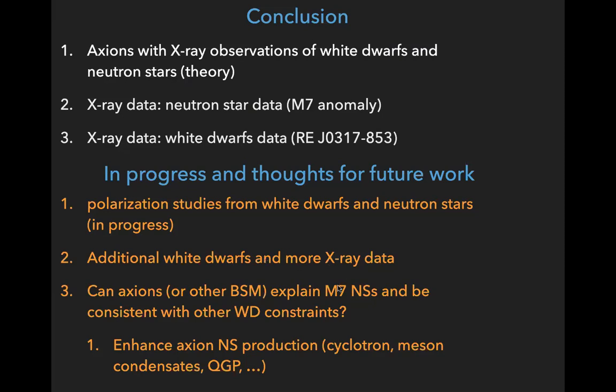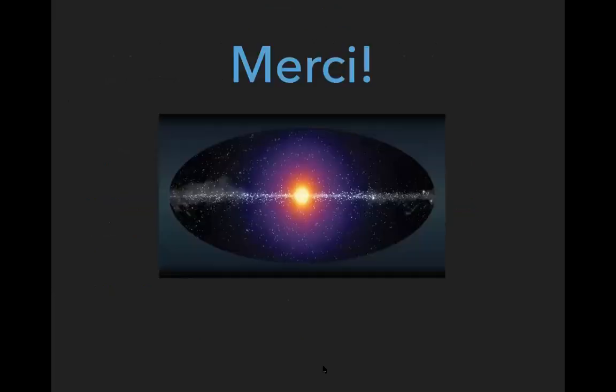And I just want to open up this question to people to think about: can axions or other BSM physics explain this Magnificent Seven neutron star excess and be consistent with this white dwarf constraint? So what are ways of enhancing the axion production inside of these neutron stars? Can you have other BSM physics which can do something similar but not show up in these white dwarf searches? I think this is an interesting line of thinking. So thanks.